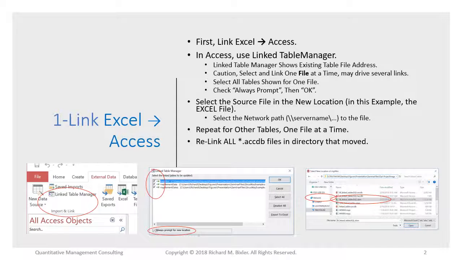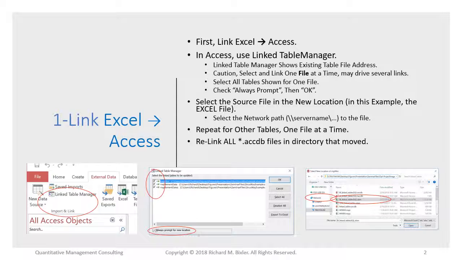First, we'll cover relinking into MS Access. SQL Server will be covered later. Open your MS Access project. In Access menu, External Data, section Import and Link, click Link Table Manager. The Link Table Manager window pops up, listing tables linked into this Access project. Each link shows its current full path.